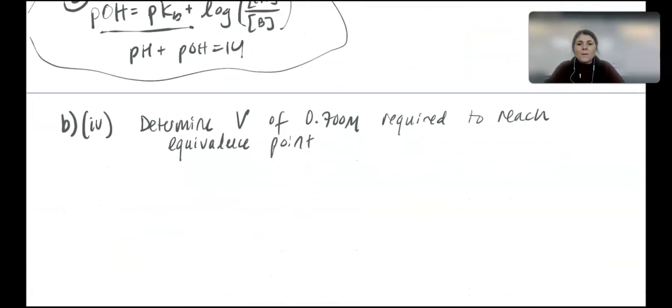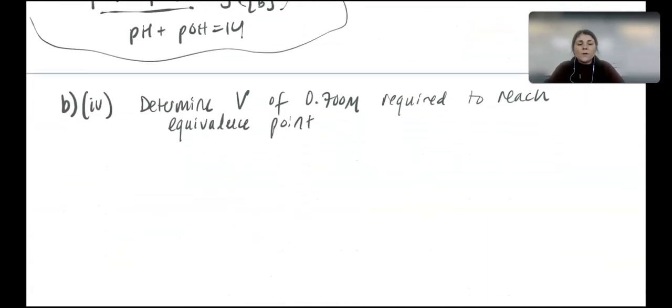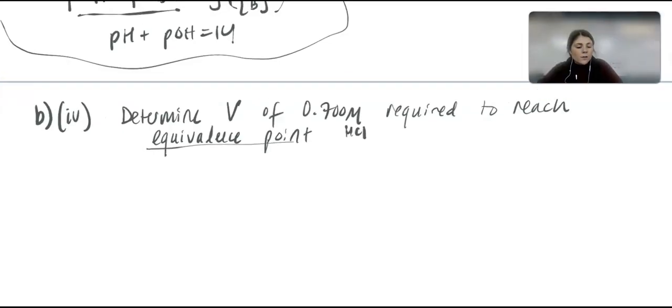All right, part B4. So here we want to determine the volume of 0.7 molar HCl required to reach the equivalence point. Again, you're going to have to use the dilution equation, okay?